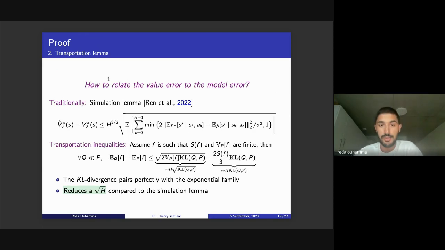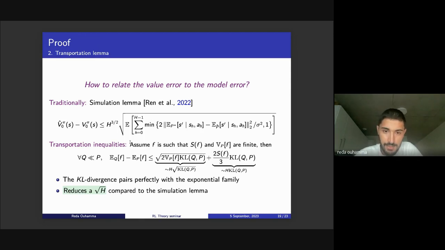The second part is this transportation lemma. So usually in the proof, in RL theory, at some point we need to relate the value function error to the model error, if we have a model-based approach, of course. So traditionally, what is done is this simulation lemma. I cited one paper, but it is done in a lot of different papers. And so basically, it takes this form: we want to bound this difference as a function of this difference that depends on the transitions, and we obtain this type of inequality. Now, a nicer inequality is this transportation inequality, again from Amari et al., from the concentration inequalities book.